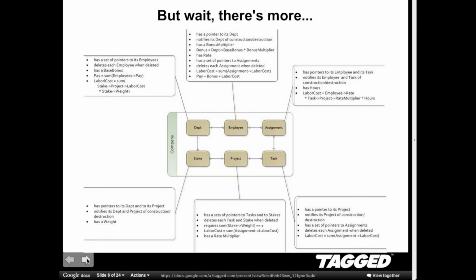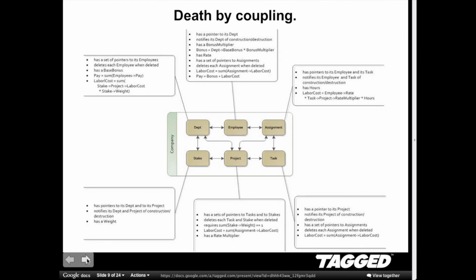Every intercardinality represents one, and there are actually a couple of skip levels. Department depends directly on project. Assignment depends directly on project for a couple of things. So this leads directly to death by coupling. Coupling is contagious.